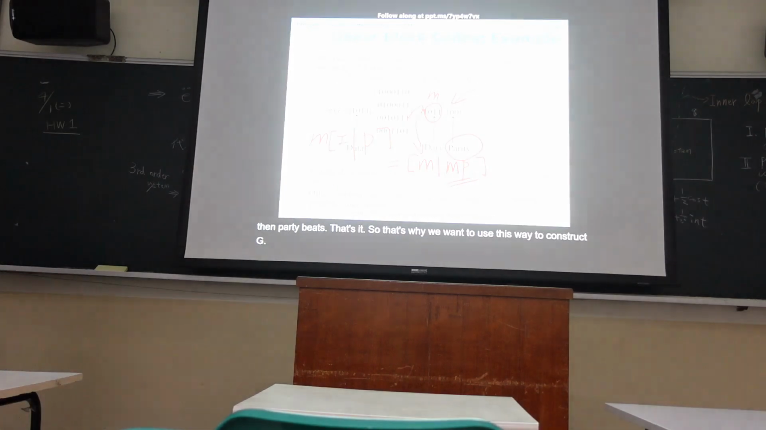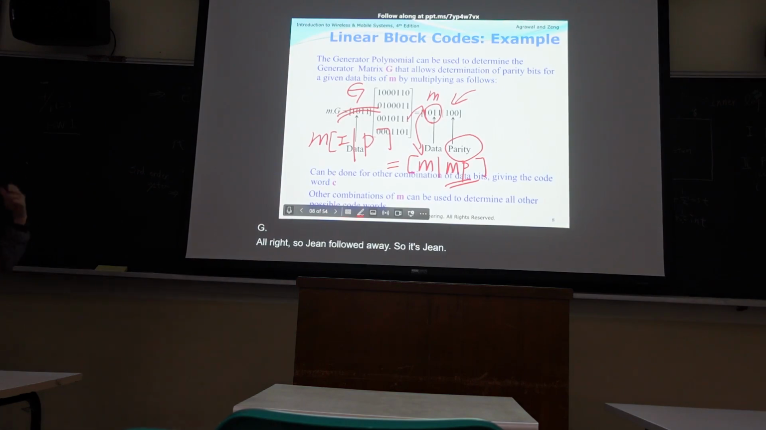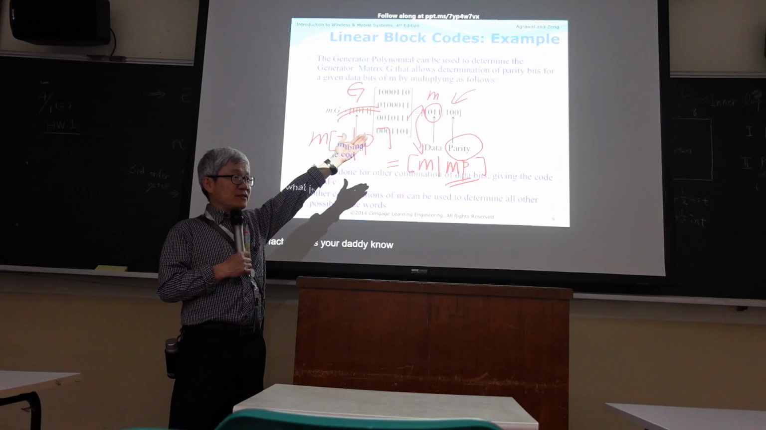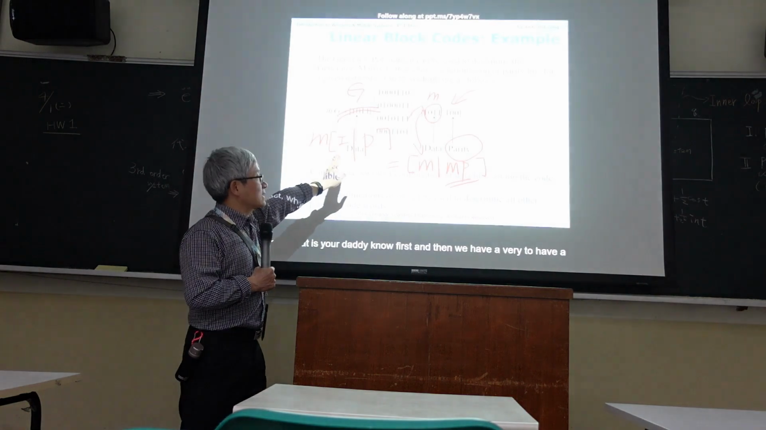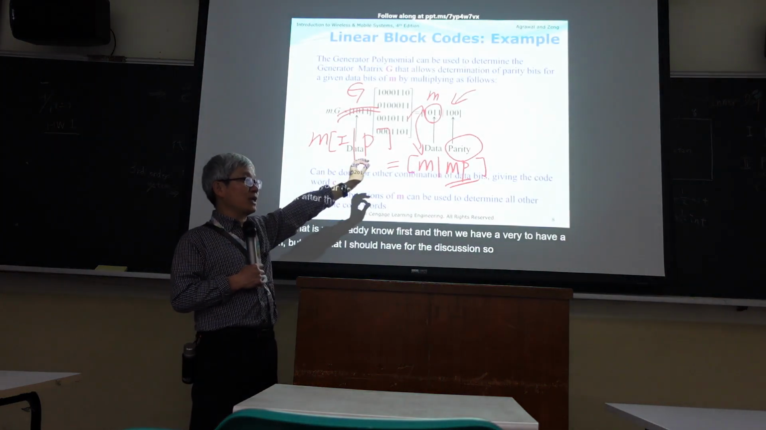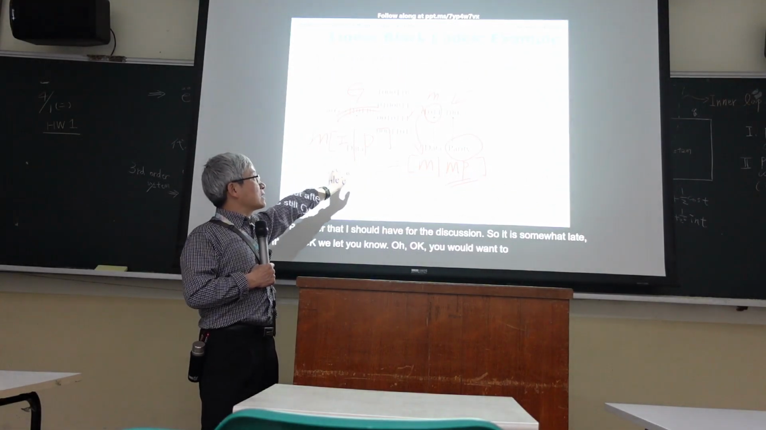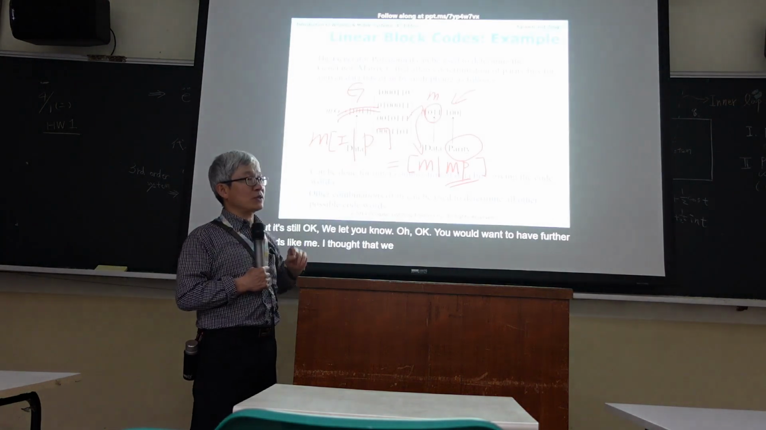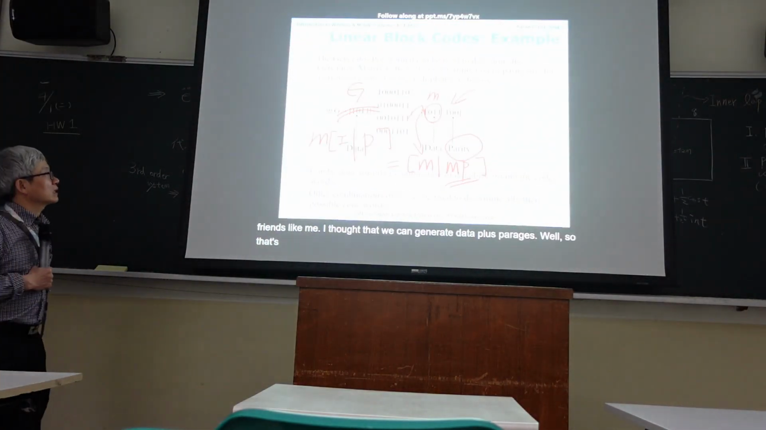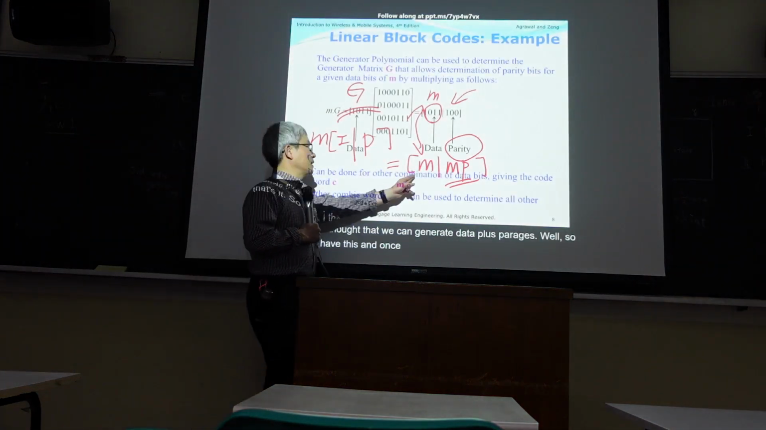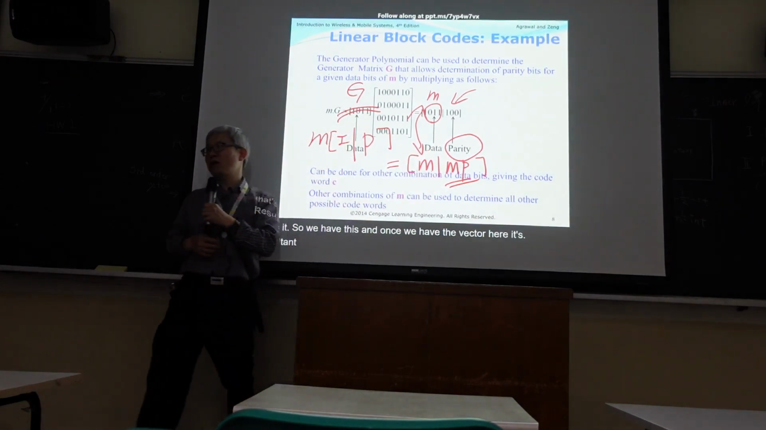Alright, so G follows this way. In fact, we should have let you know first, and then the way to have G, but that comes after the page where we had the discussion. So it is somewhat late, but it's still okay. We want G to have the form like this, so that we can generate data plus parities. And once we have this, we get the resultant whole vector.